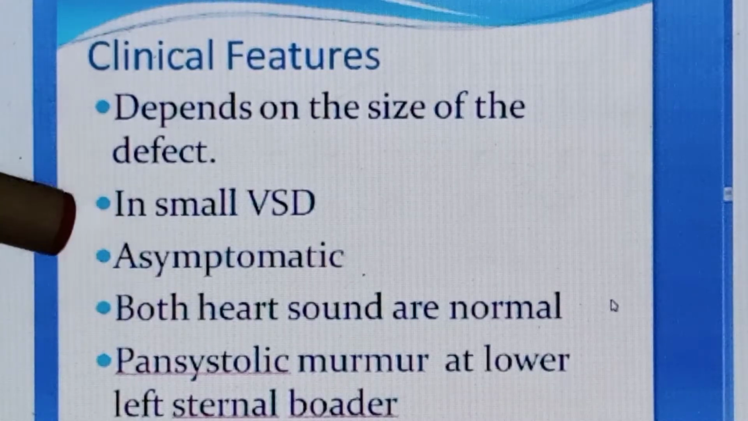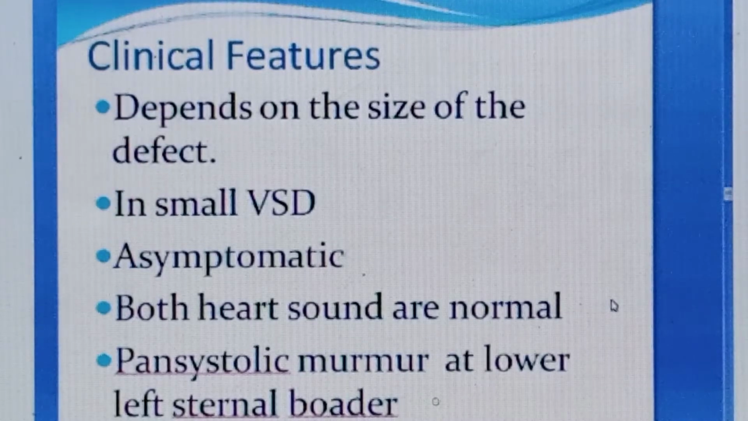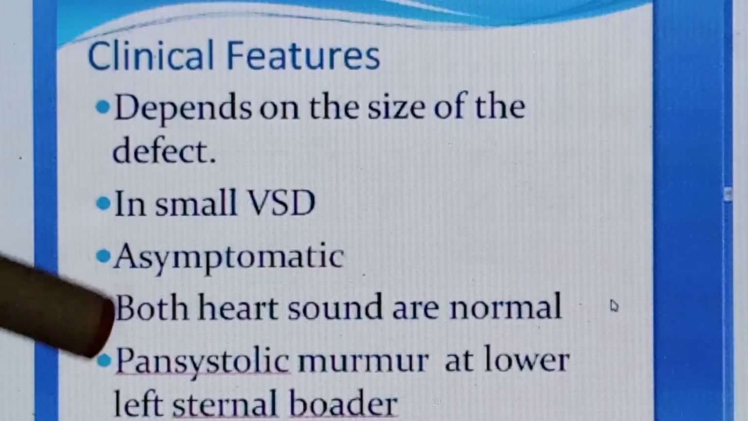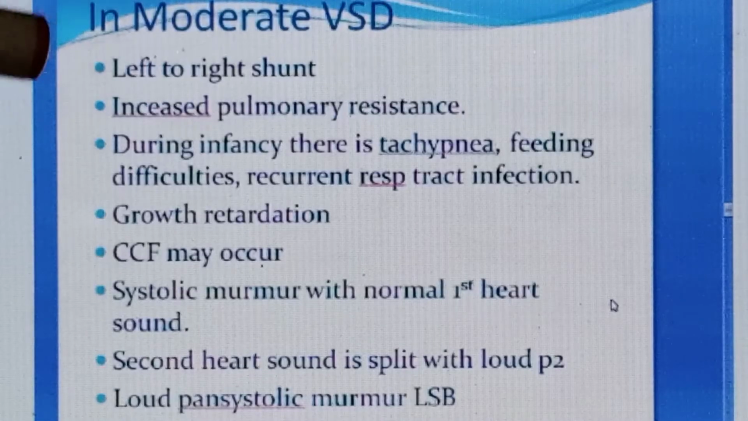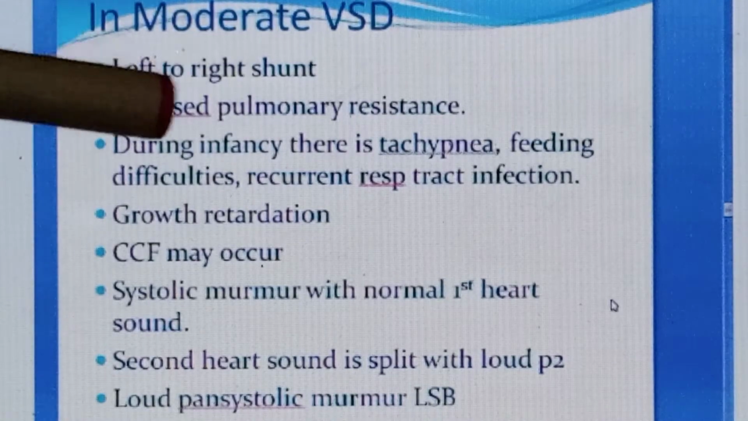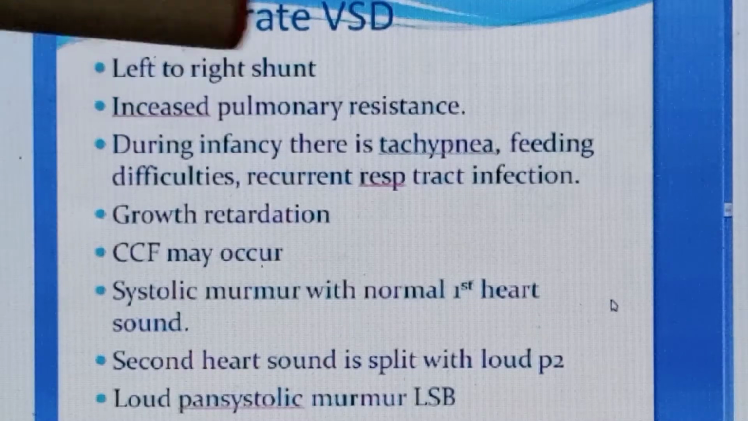Throughout the systole there is a murmur, because the shifting of blood from the left side into the right side of the heart, or shunting, occurs mostly during the systolic phase. That's why the murmur is a pansystolic or holosystolic murmur. But in the moderate VSD, there is a left to right ventricular shunt. The clinical features include increased pulmonary resistance. It is a compensatory mechanism for the long-term process of shunting.